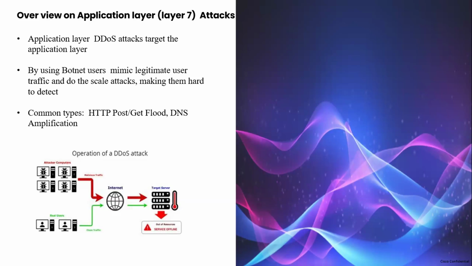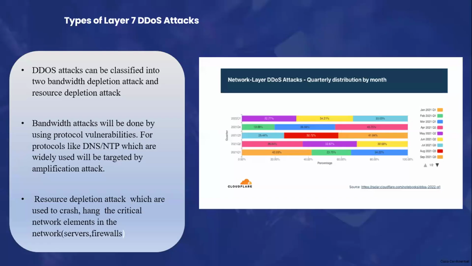If you take the recent attacks that are happening, like DNS amplification, Facebook went down, or HTTP POST and GET requests, that is where UK based servers and banking servers went down. These sorts of attacks are very common nowadays.